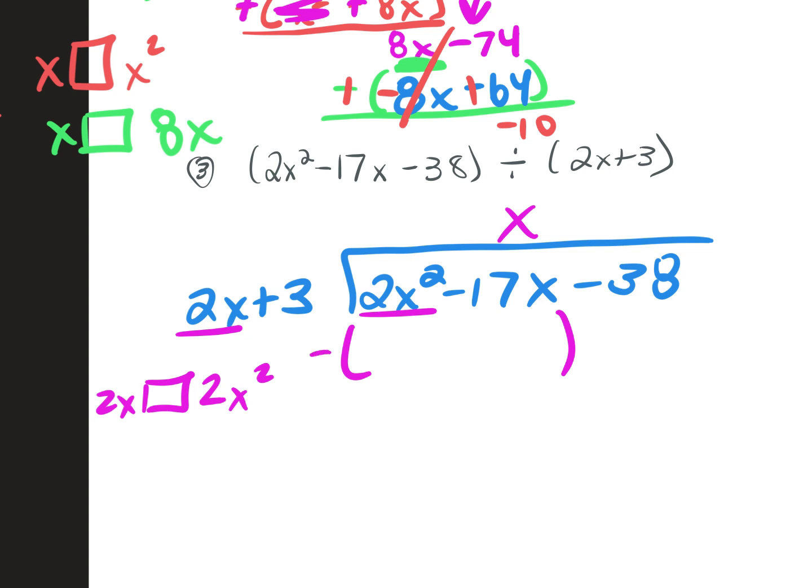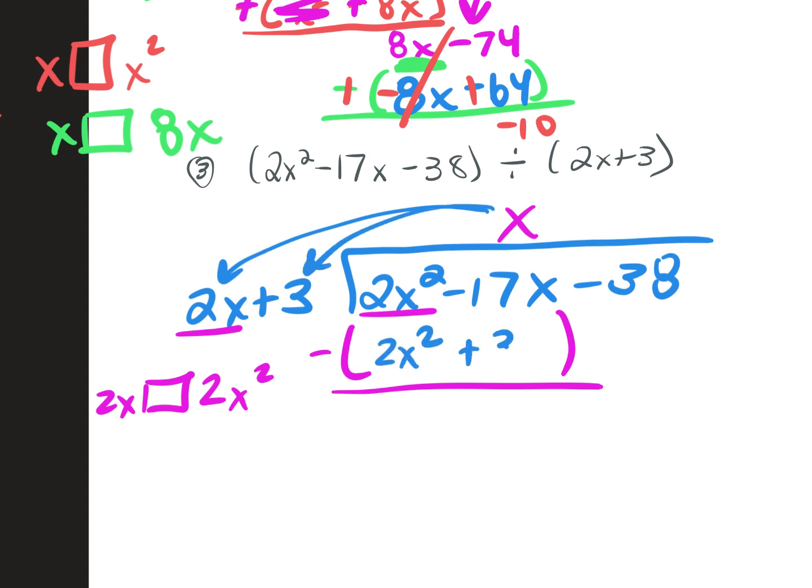All right, get your subtraction ready before you multiply. And we're going to multiply here. X times 2x is 2x squared. X times 3 is positive 3x, correct? Okay, so now before we do any of our subtraction, what do I have to do with that negative sign? Distribute, so change, change, change.